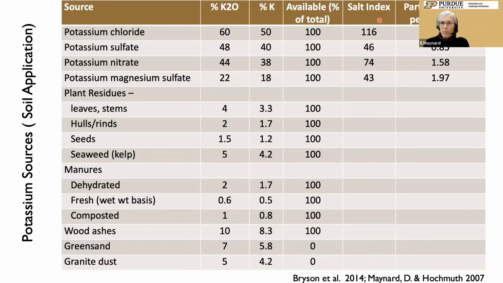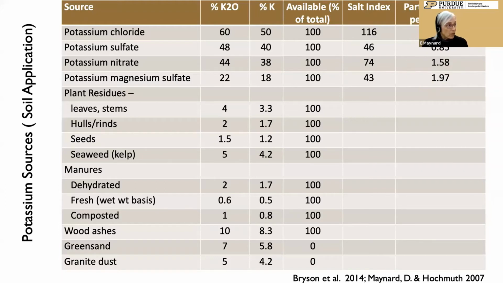And I have two columns here. One is the salt index for the product itself, and the other is the partial salt index, which is based on the same amount of K2O. And so what that means is if you were applying the same amount of potassium from these four fertilizers, the potassium sulfate would have the lowest salt index, so it would be adding the least salt for that amount of potassium. Potassium nitrate would be the next, and then the potassium chloride and potassium magnesium sulfate would be similar.